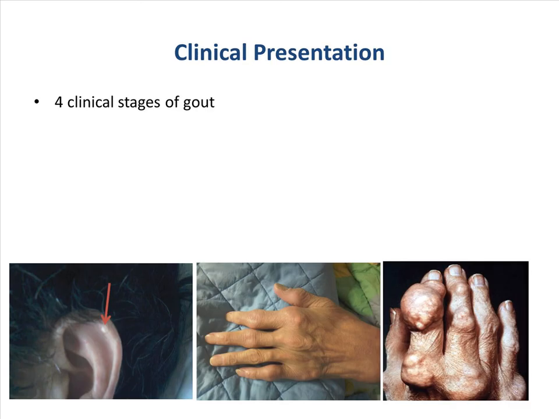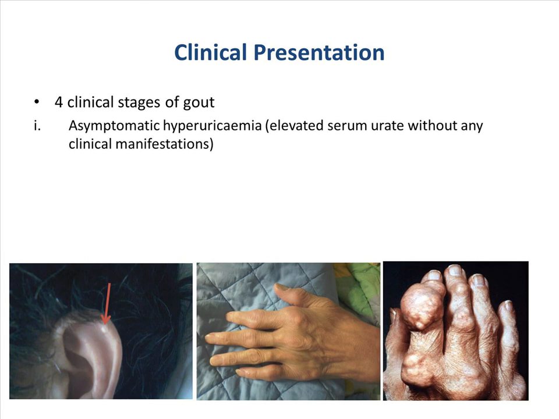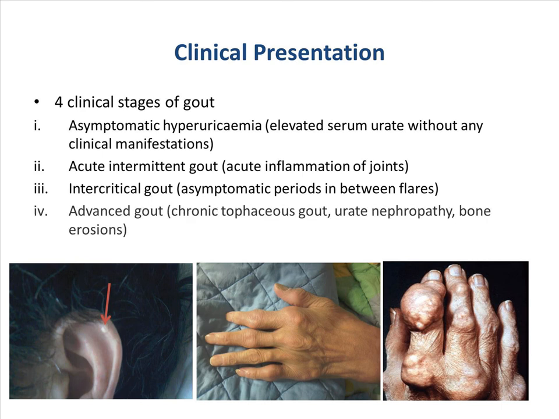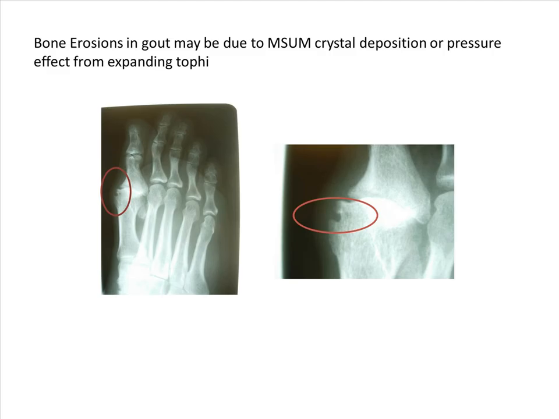There are 4 clinical stages of gout. Number 1, asymptomatic hyperuricemia with elevated serum urate without any clinical manifestations. Number 2, acute intermittent gout, whereby there is acute inflammation of joints. Number 3, intercritical gout, during which the patient is asymptomatic in between flares. And finally, there is advanced gout, which may give rise to complications such as chronic tophaceous gout, urate nephropathy, and bone erosions. Bone erosions in gout may be due to MSU crystal deposition or pressure effect from expanding tophi.